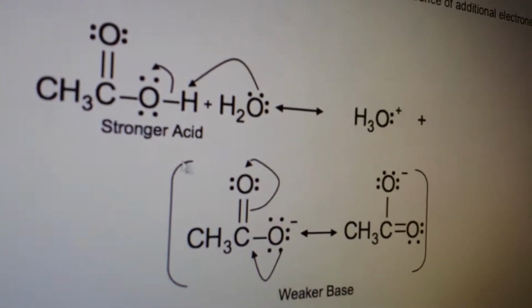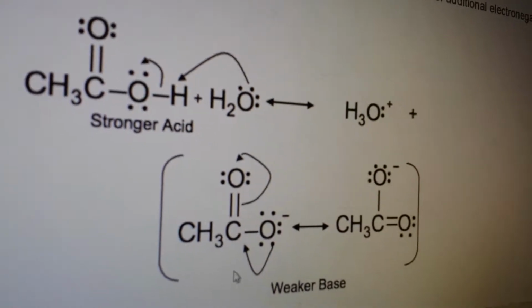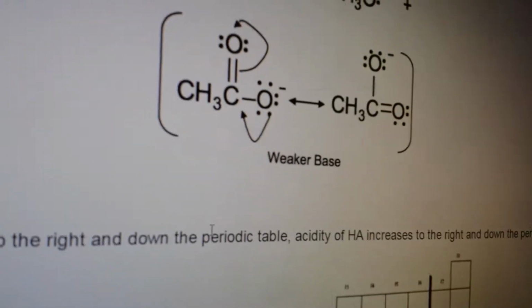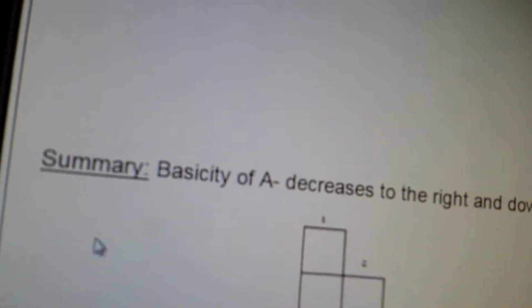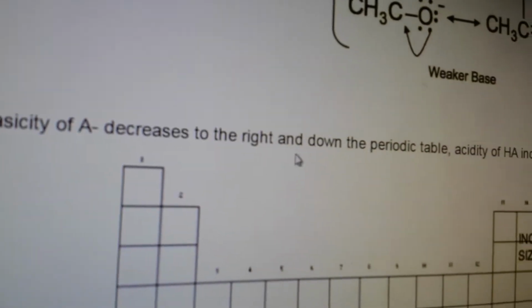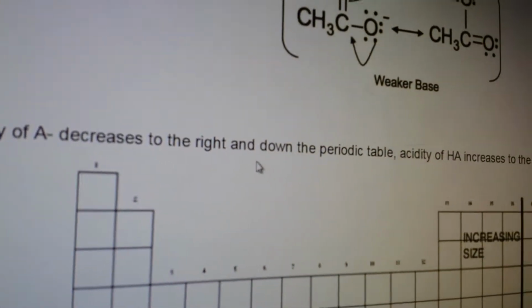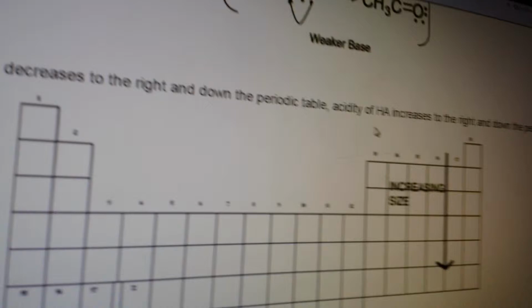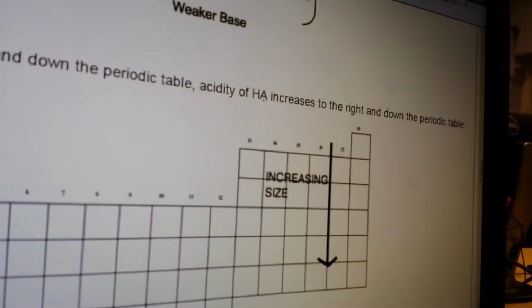I mean, this is a strong acid, but the base you get from it is a weaker base. So we're talking about further summary. Basicity of A decreases to the right and down the periodic table. Acidity of HA increases to the right and down the periodic table.